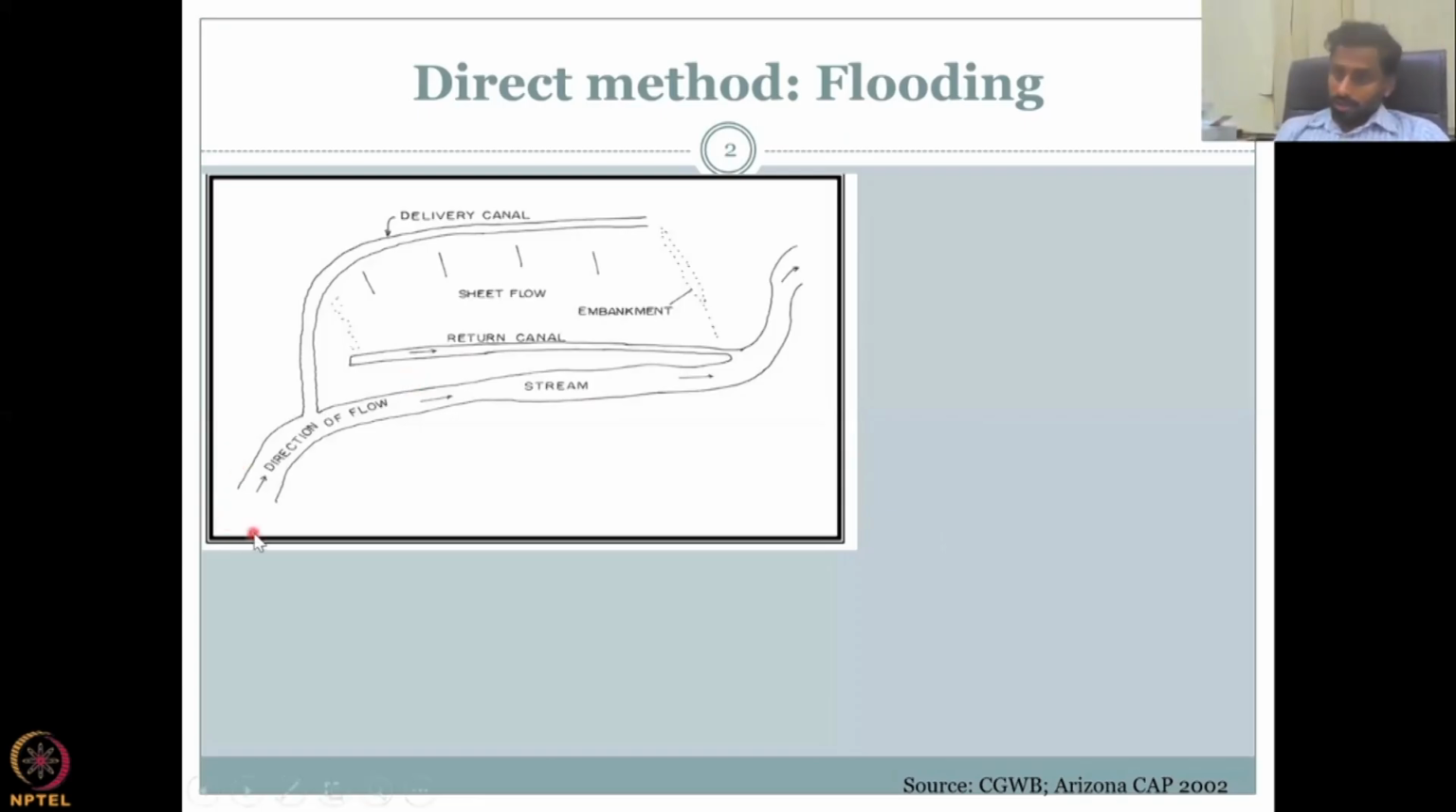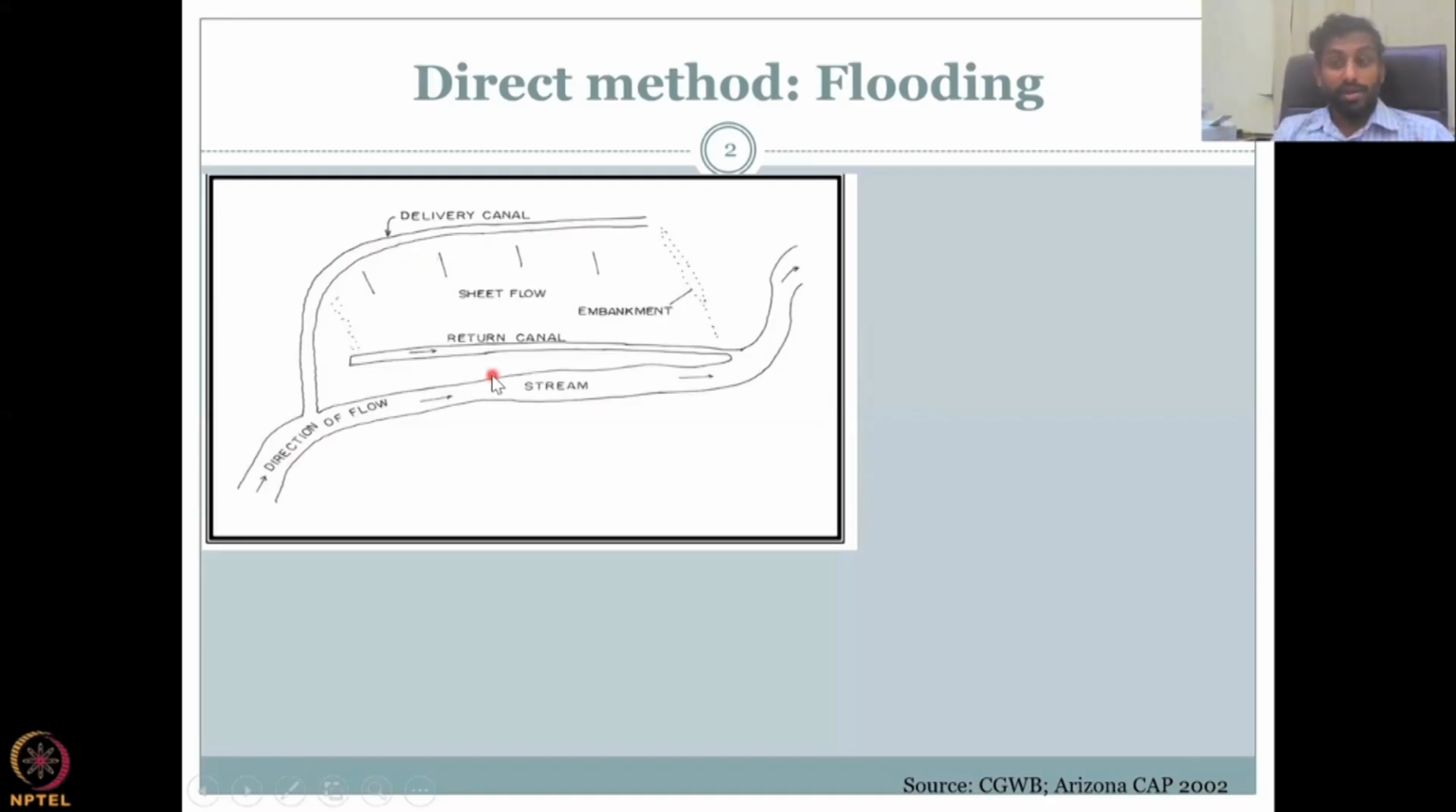So here's how water comes. It comes through a channel. It can be a stream, it can be a river, it can be a canal from your dams. Then you make a small diversion, and that diversion envelops a land. It covers a piece of land, and that is your recharge basin, where the recharge is going to happen. So water flows through the delivery canal, and you have sheet flow.